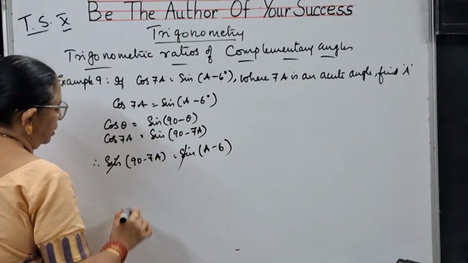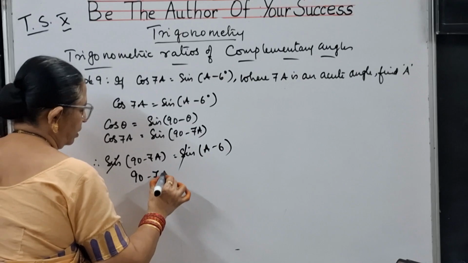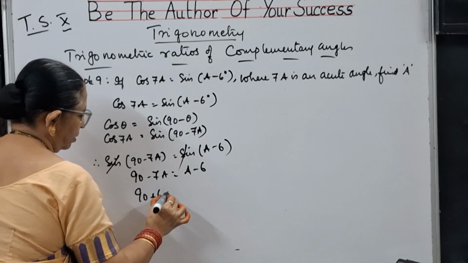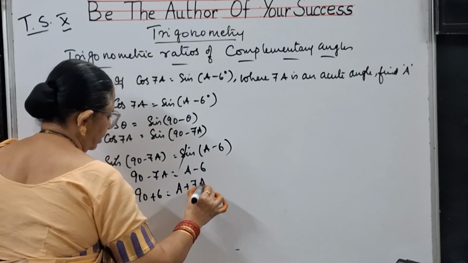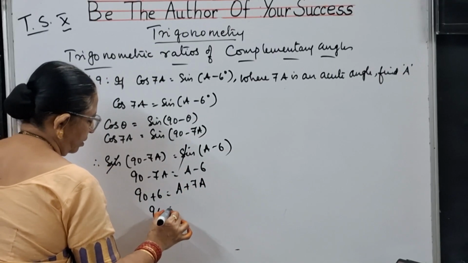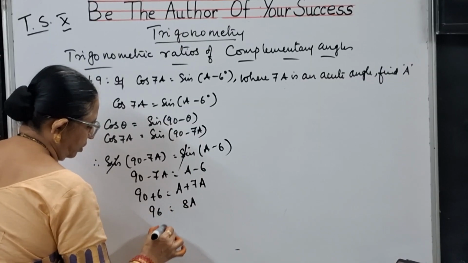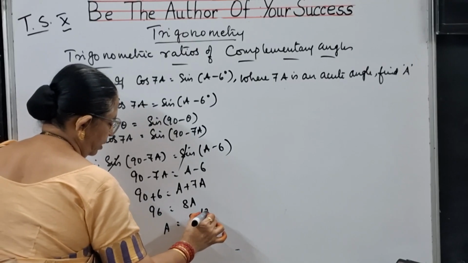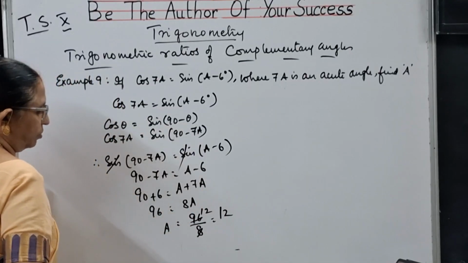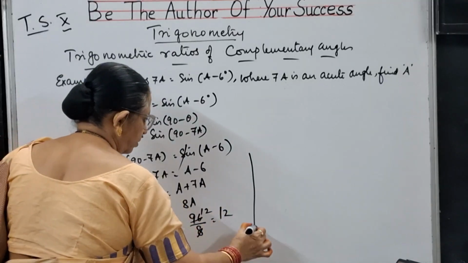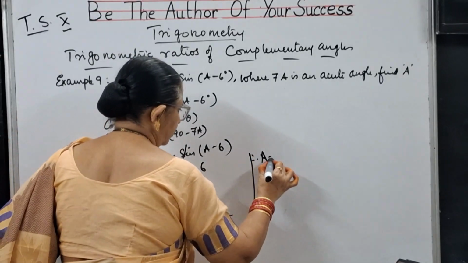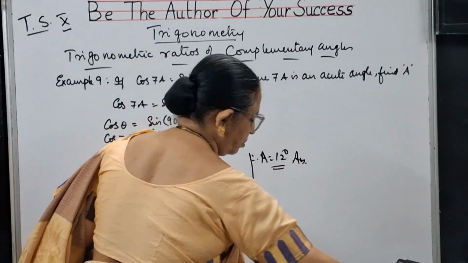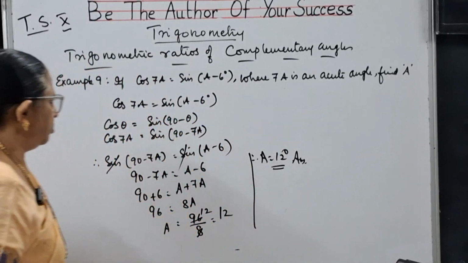So cancel out sin. 90 minus 7a is equal to a minus 6. That means 90 plus 6 is equal to a plus 7a, means 96 is equal to 8a. So what is a? 96 by 8. 8 ones are 8, 8 twos are 16. a is equal to 12. Therefore, a is equal to 12 degrees is the answer for this problem, children. This is example 9. Please note it down.